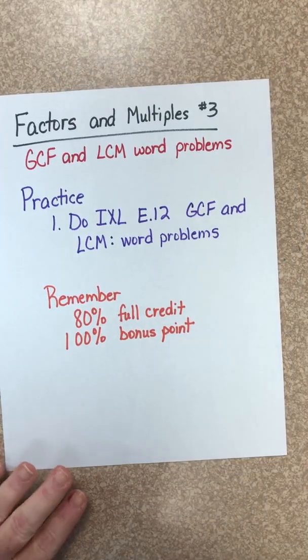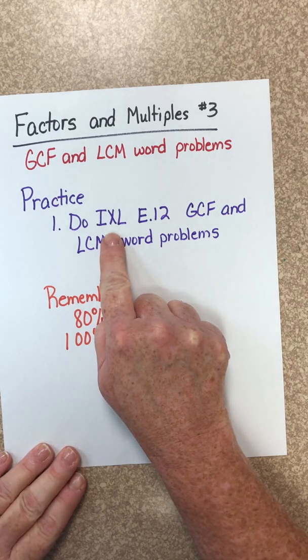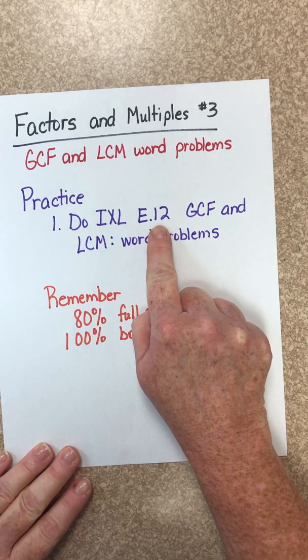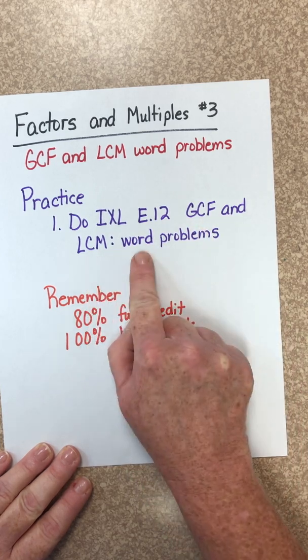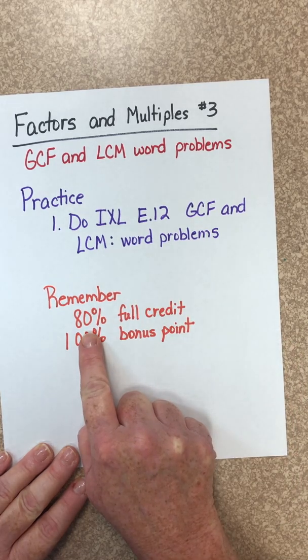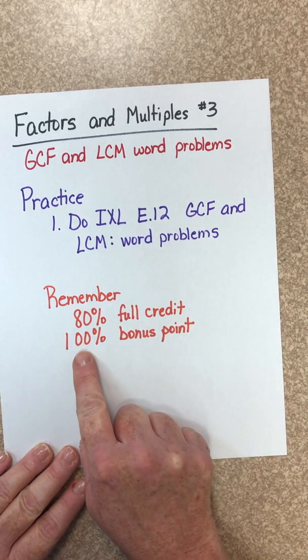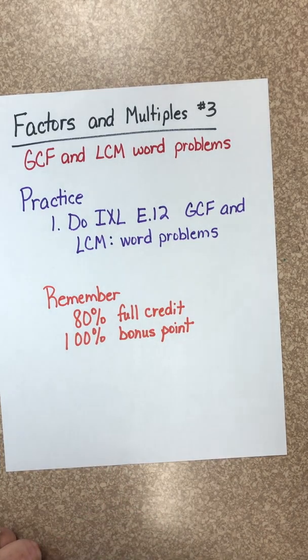Now let's look at practice that I'd like for you to do. I want you to go to iExcel, 6th grade, E.12, and you should see the words GCF and LCM word problems. Please work to get at least 80% to get full credit, and if you work a little more to get 100%, you will get a bonus point. Good luck.